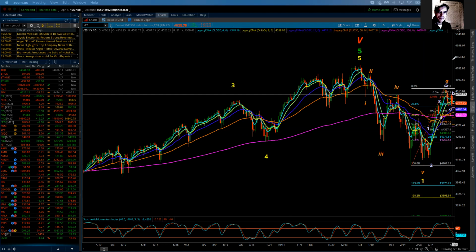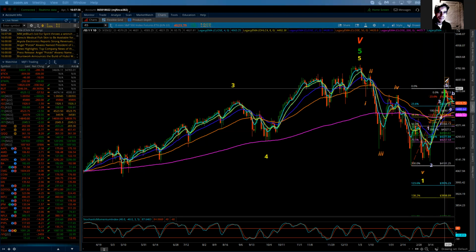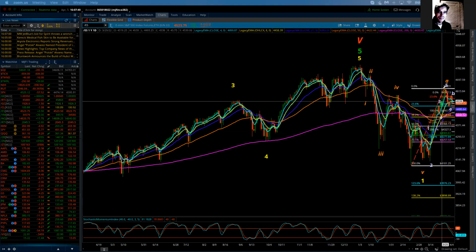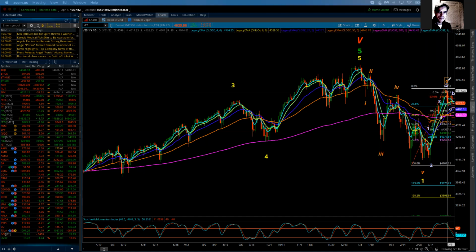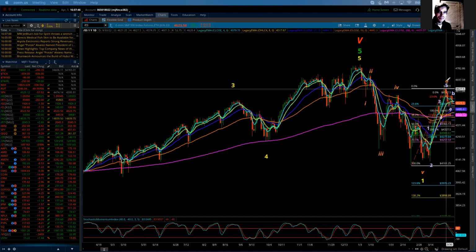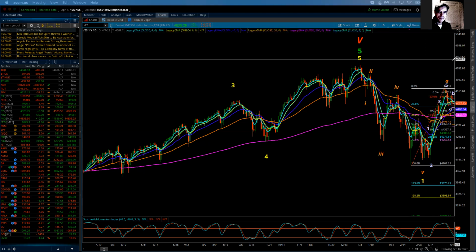Now, the scenario we're using is basically that one. And within it, we counted this high, which is 4631, as the completion point of minor wave A of intermediate wave two. Then we are in the process of putting in an ABC, which will comprise the minor B wave of intermediate wave two. That would leave us with still a rally to go.